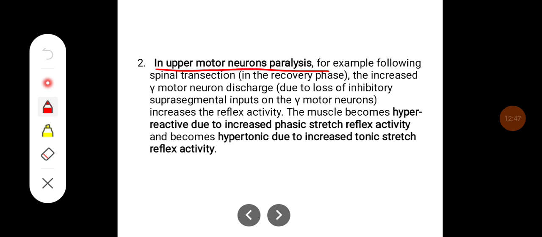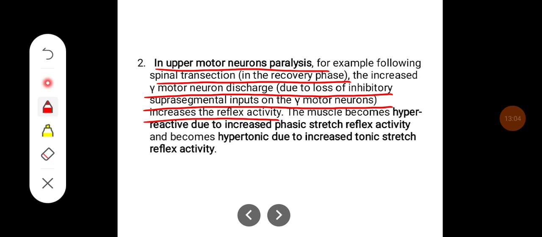In upper motor neuron paralysis, for example, following spinal transection, in the recovery phase, the increased gamma motor neuron discharge due to the loss of inhibitory suprasegmental inputs on the gamma motor neuron increases the reflex activity. The muscle becomes hyperactive due to the increased phasic stretch reflex activity and becomes hypertonic due to the increased tonic stretch reflex activity.